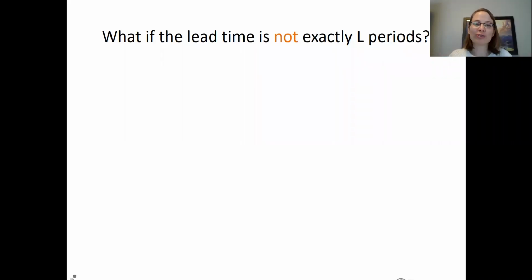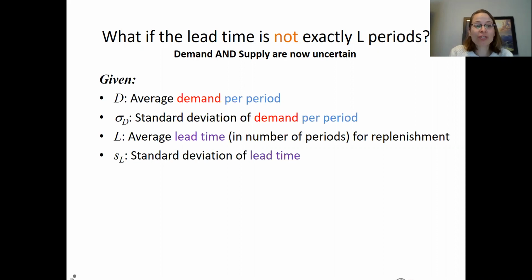So what should we do if the lead time is not exactly L periods? In other words, demand and supply are now uncertain. So our intuition should tell us that if we have now more uncertainty, this is going to lead to more safety stock. And that intuition is correct, but let's look at the math behind it.